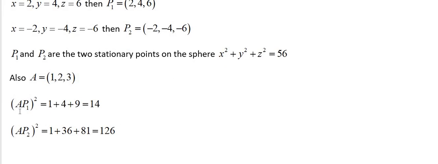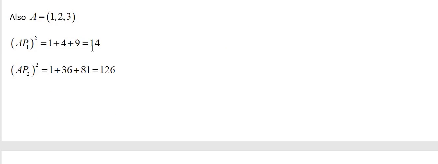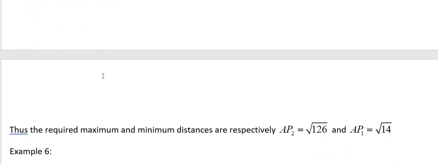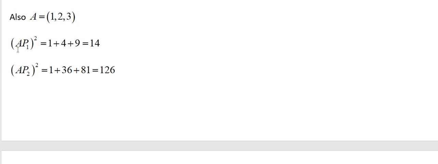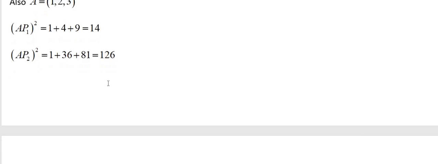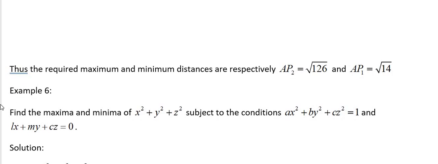The distance square between A and P1 is 14. The distance square between A and P2 is 126. That means this is the minimum distance, this is the maximum distance. So observe, I need AP1. That means taking root on both sides, I am going to get AP1 equal to root 14, AP2 equal to root 126. Next line, next question.